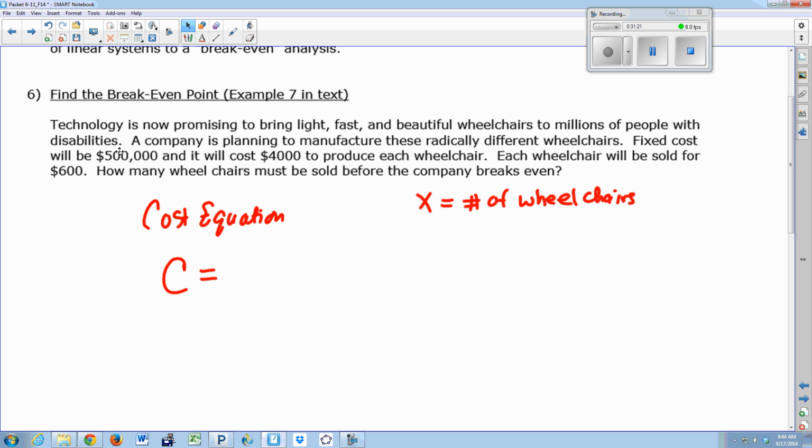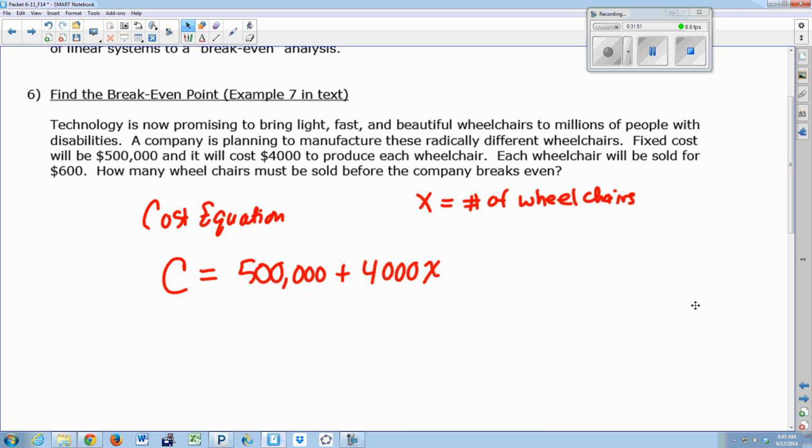Fixed cost will be $500,000 and it will cost $4,000 to produce each wheelchair. Yep, Trevor? Plus 4,000 times X. Right. What's the slope of this line? 4,000. And what's the y-intercept? 500,000. When I sell no wheelchairs, it's still costing me 500,000.